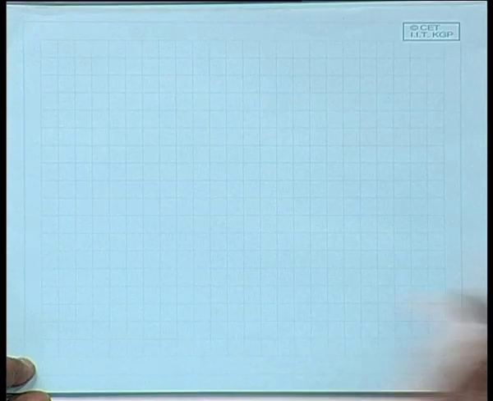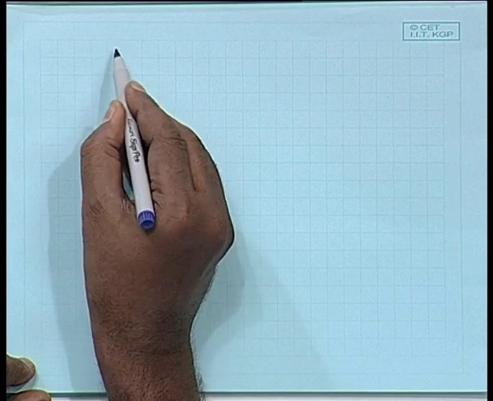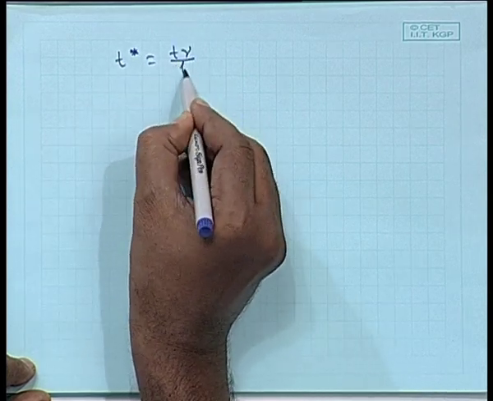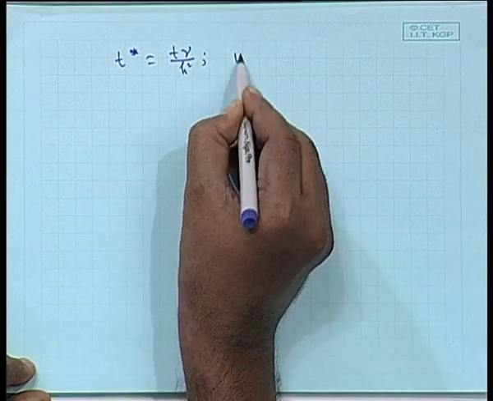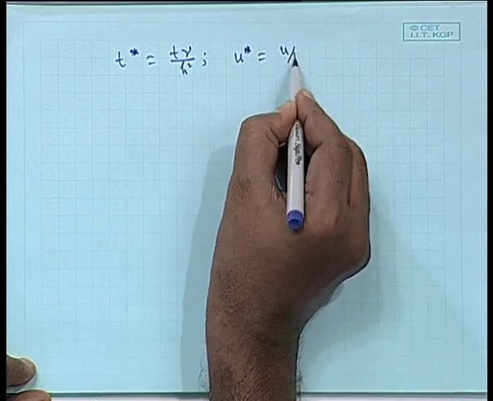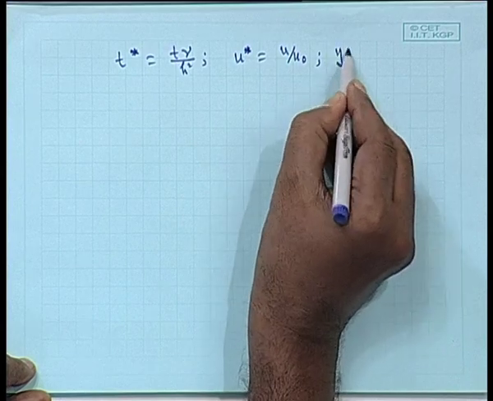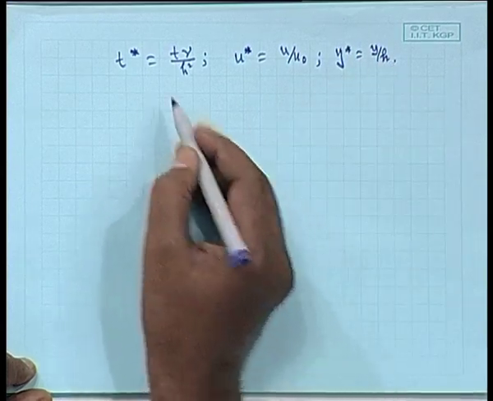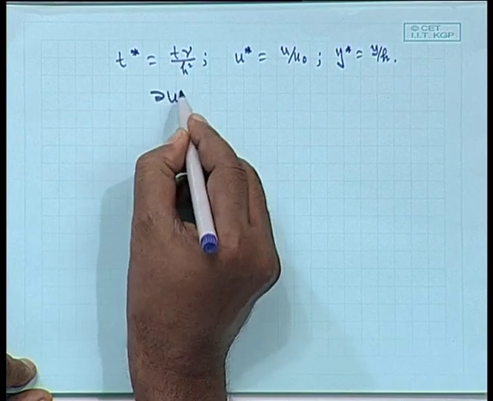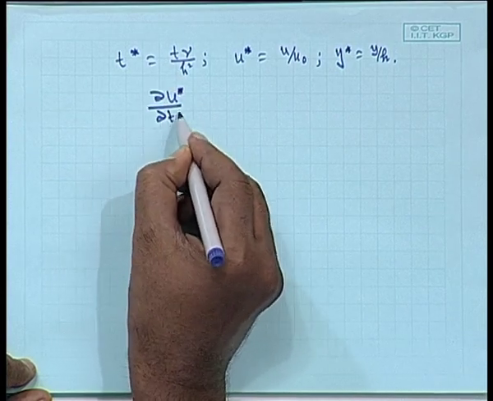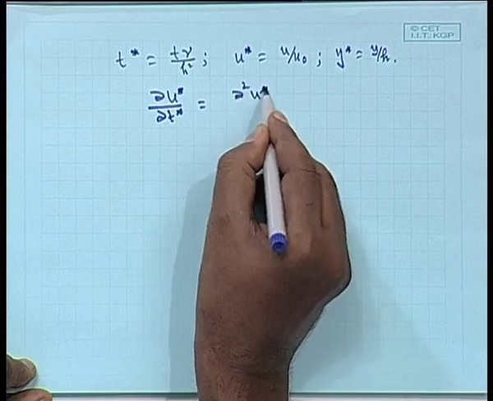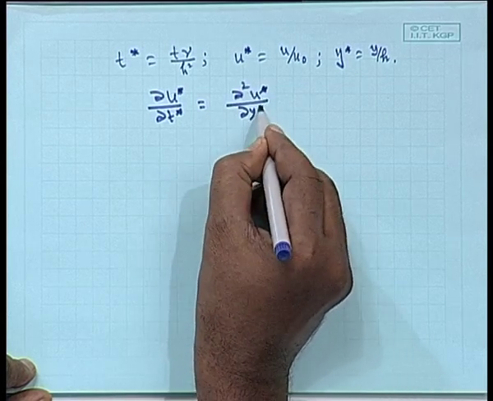So, we can define our non-dimensional time t star as t nu by h square, u star as u by u naught, and y star as y by h. Okay. So, your governing equation now becomes del u star del t star is del square u star del y star square.